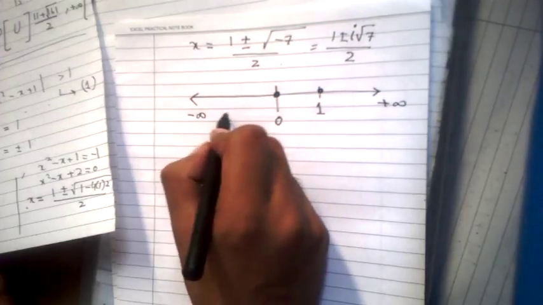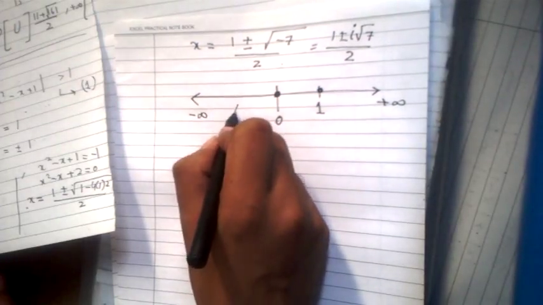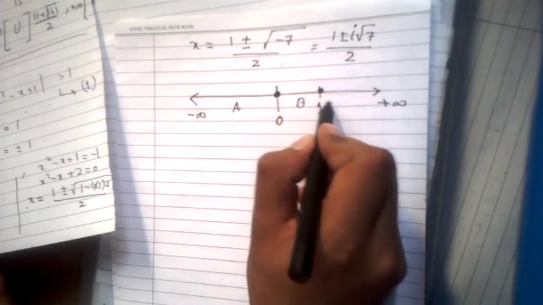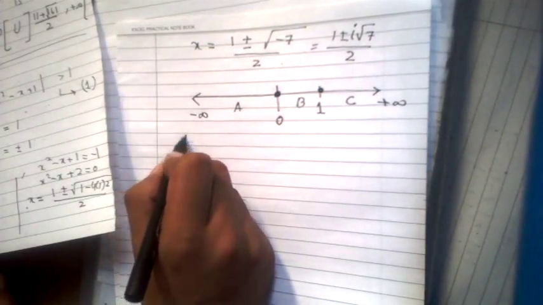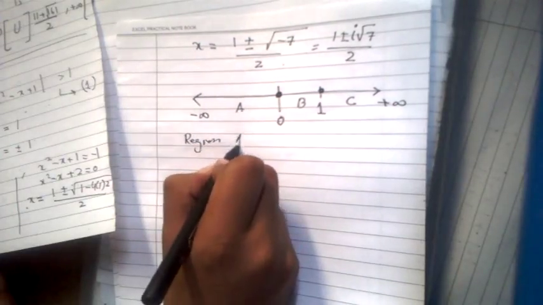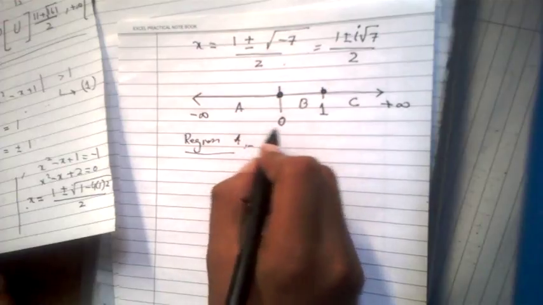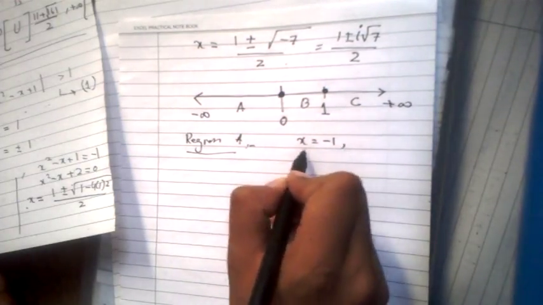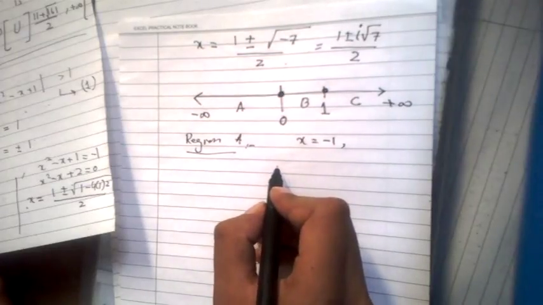This is region A from minus infinity to 0, and this is region B from 0 to 1, and this is region C from 1 to infinity. Region A. A point in this region is x is equal to minus 1. You will test this point into your inequality.